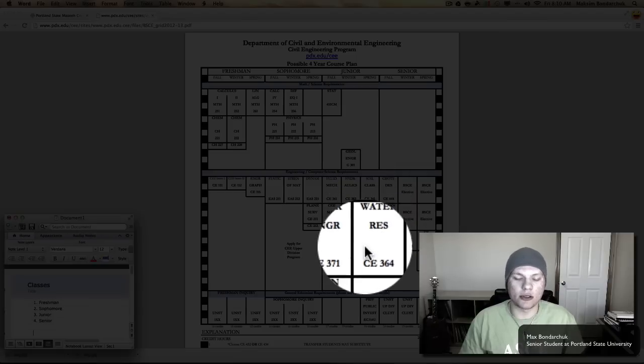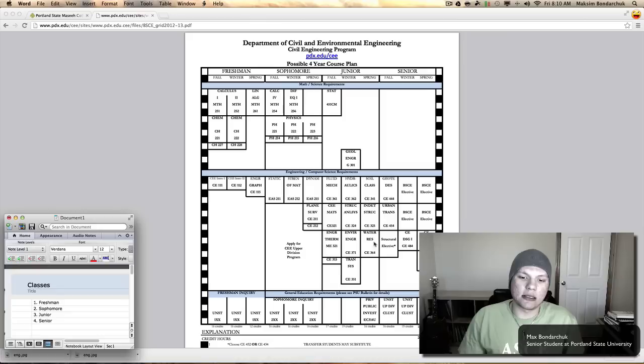And water resources. Once again, this is a pretty challenging class because it goes hand in hand with environmental. Just pay attention to this one and make sure you allocate enough time.